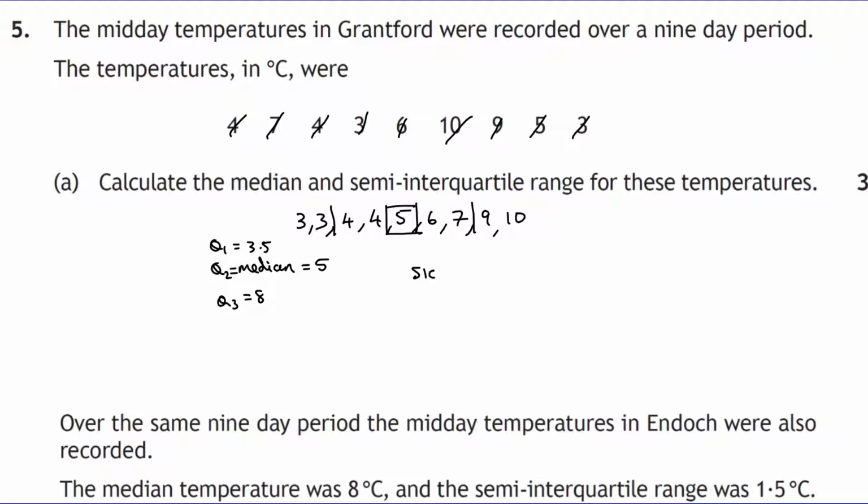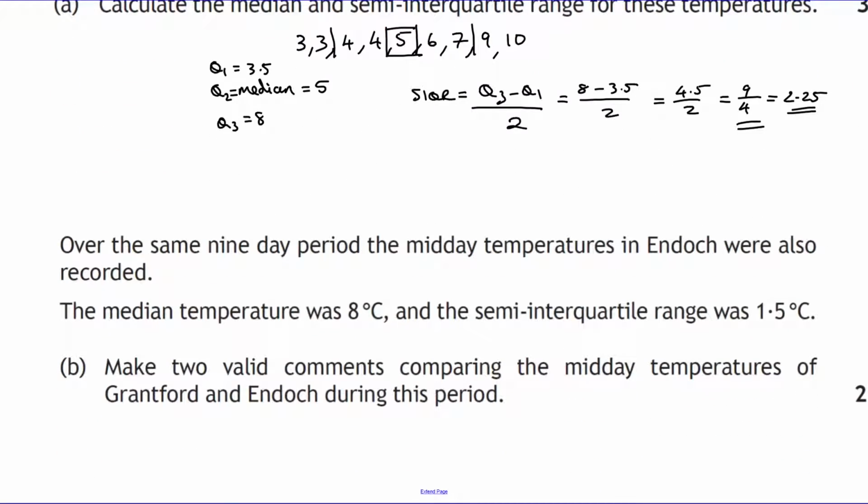And then our semi-interquartile range. We're wanting the distance between Q3 and Q1. So it's Q3 minus Q1, all over 2, because it's semi-interquartile range. We've got 8 take away 3.5, divided by 2. That's 4.5 divided by 2. And you can write that in a variety of different ways. Don't leave a decimal within your final fraction. So we could either write that as 9 over 4, or if we wanted to write it as a decimal, 2.25. Either's fine.